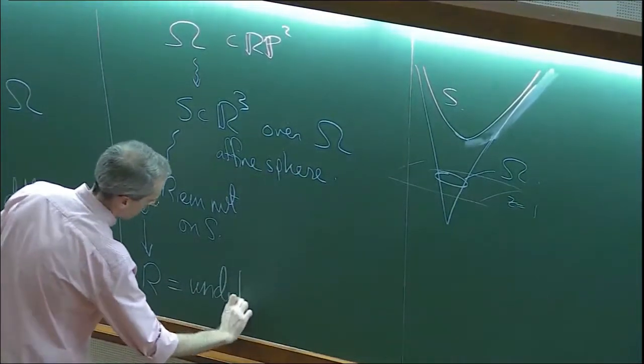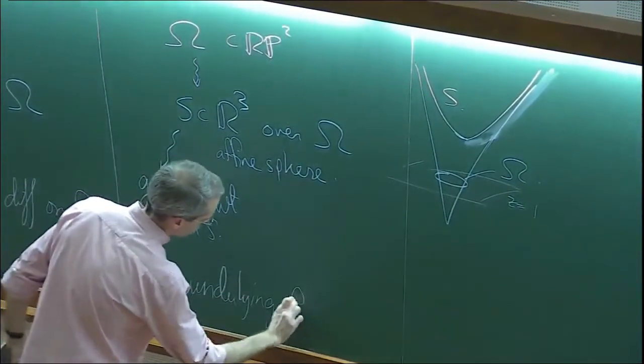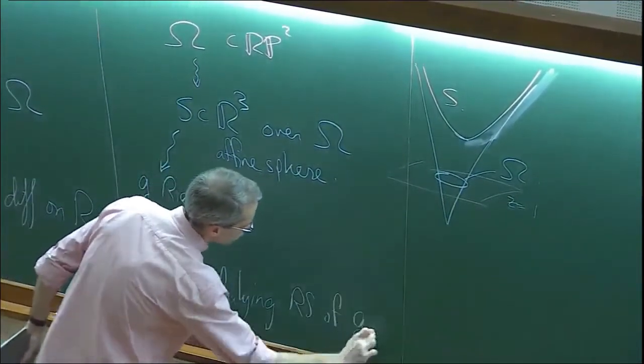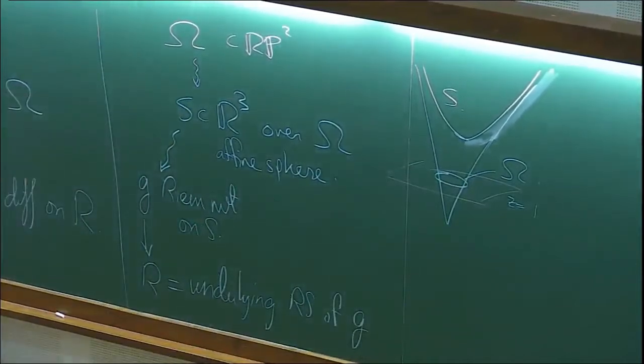The underlying Riemann surface structure of G, just meaning the Riemann surface structure in which multiplication by i corresponds to being orthogonal and of the same length for G.